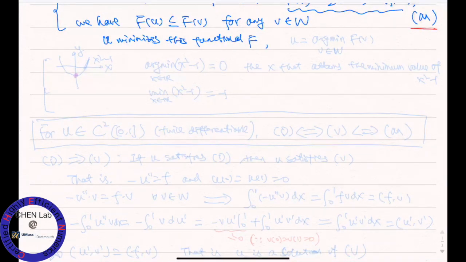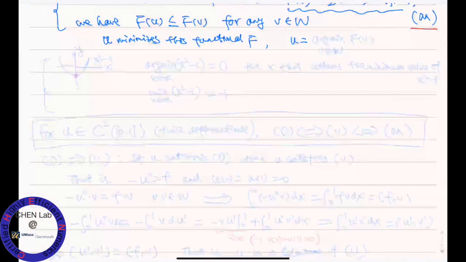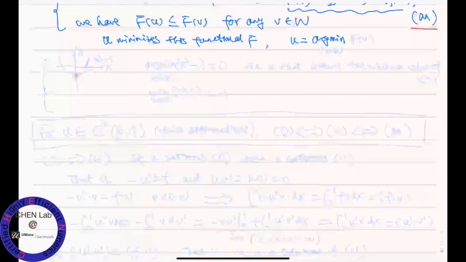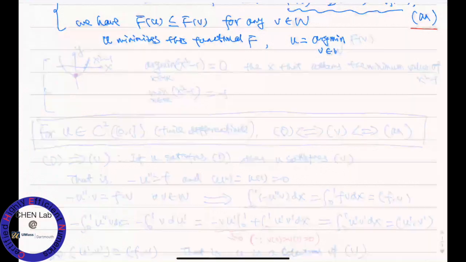So u is the minimizer. A neat way to write this mathematically is that u is the argmin, when you go through all the W space, of F(v). So it is the argument that minimizes this.